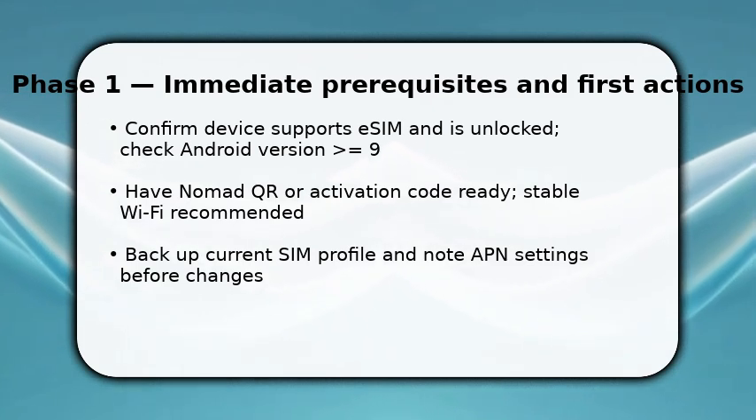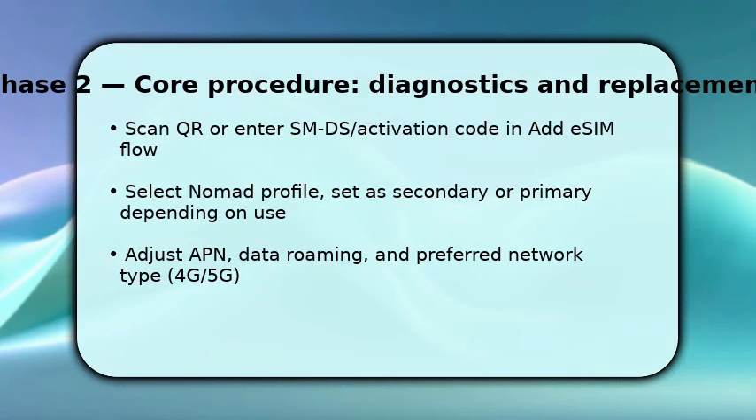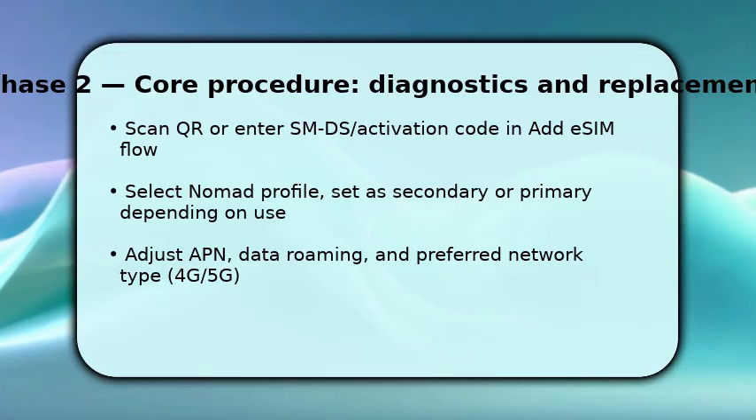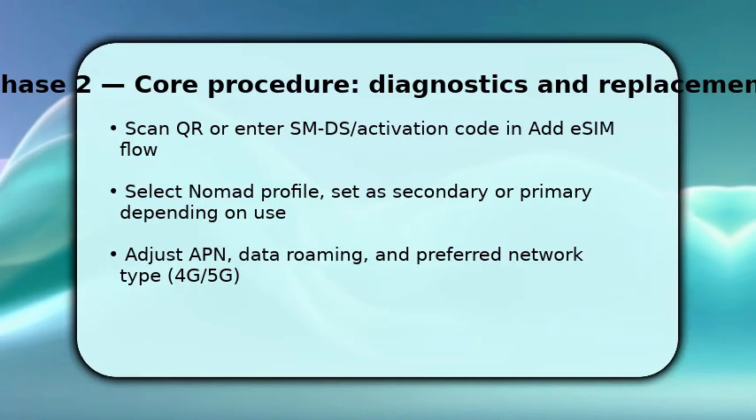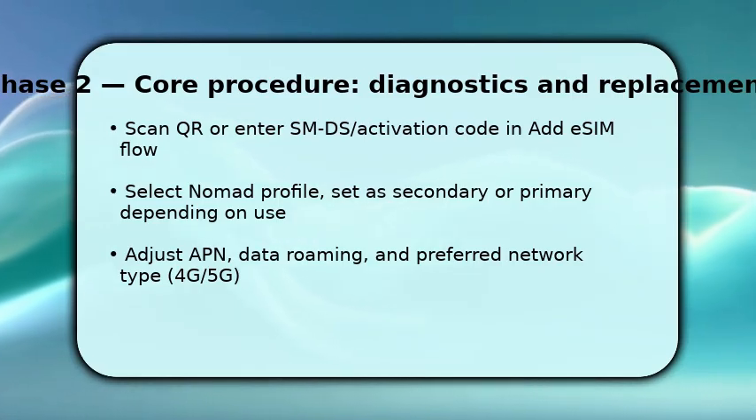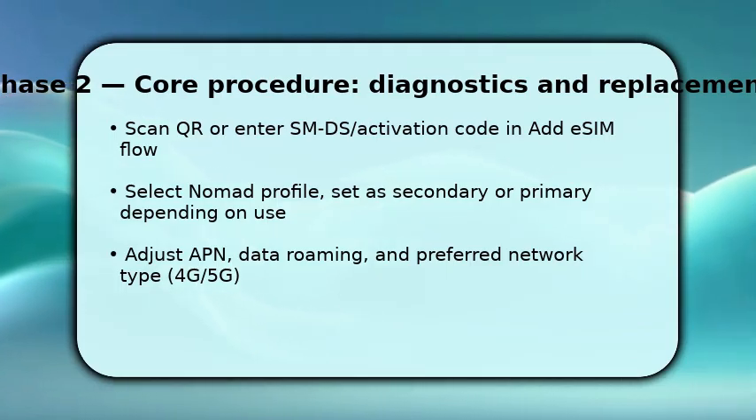Once the add flow opens, scan Nomad's QR code or paste the activation string. This tells your phone where to download the profile. You'll see the profile listed, select Install. Make a choice. Set Nomad as secondary for travel use or primary if you want it to handle calls and data. This affects billing and call routing.